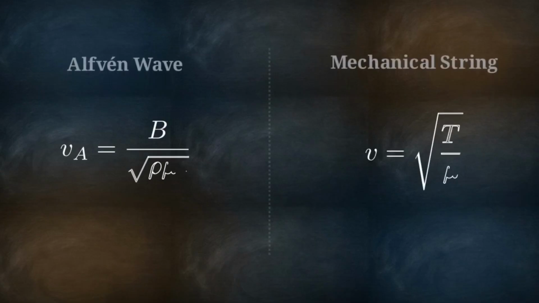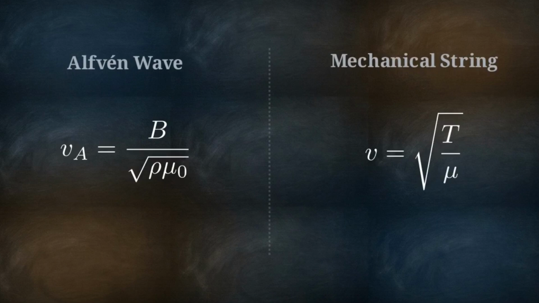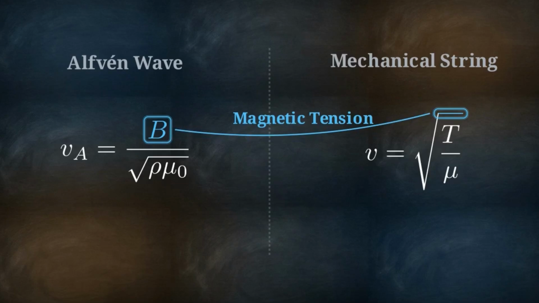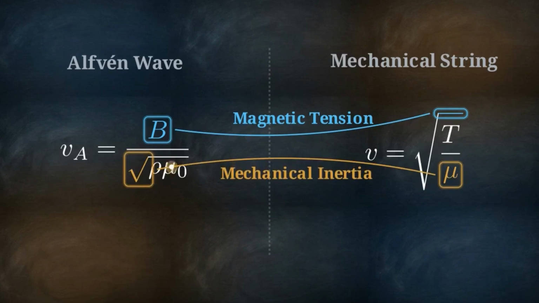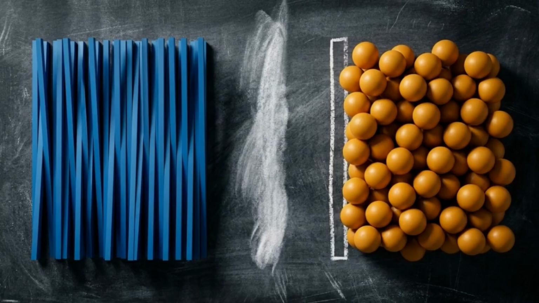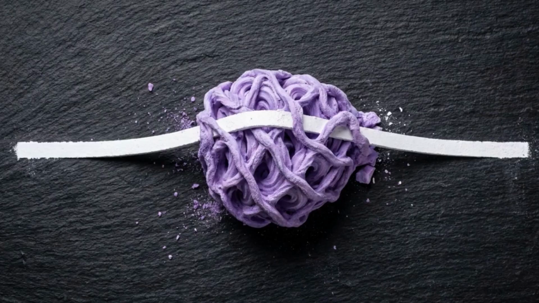Comparing this result to the classical equation for a wave on a mechanical string shows a perfect symmetry. The magnetic field behaves like the tension of the string, while the mass density of the ions provides the mechanical inertia. The background magnetic field provides the physical tension, and the mass of the ions resists that pull. This is why the wave slows down. It is no longer just light. It is light harnessed to matter.